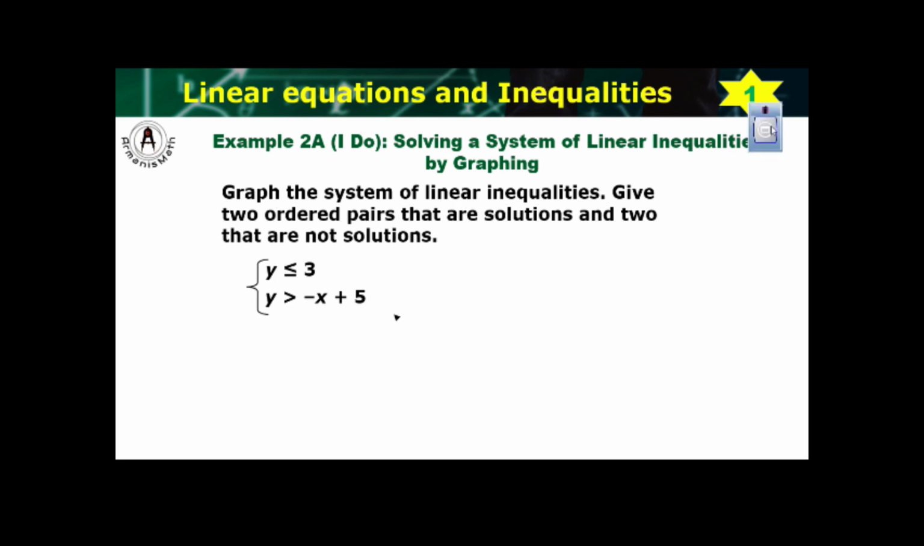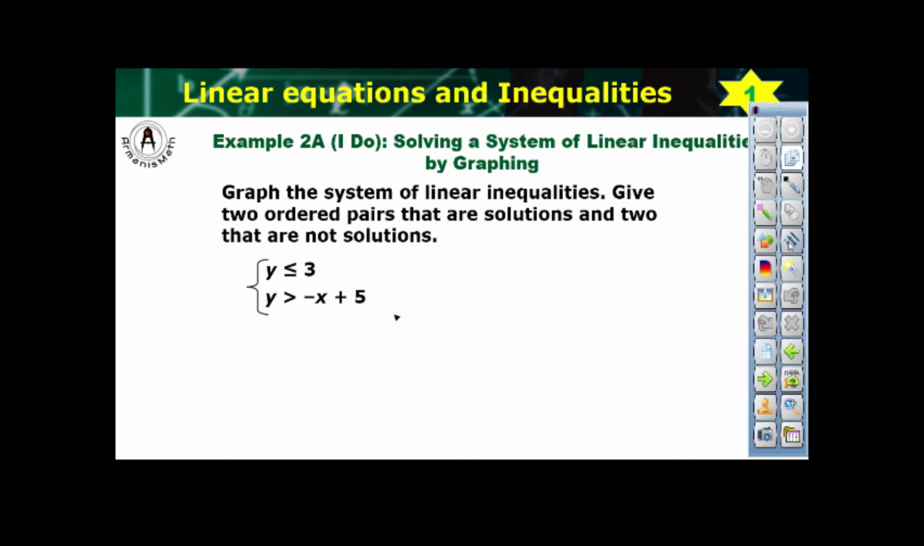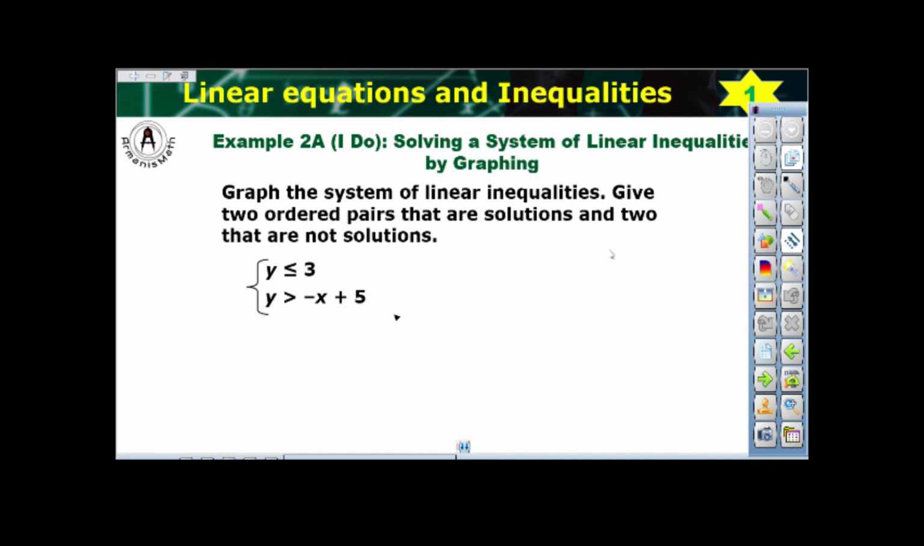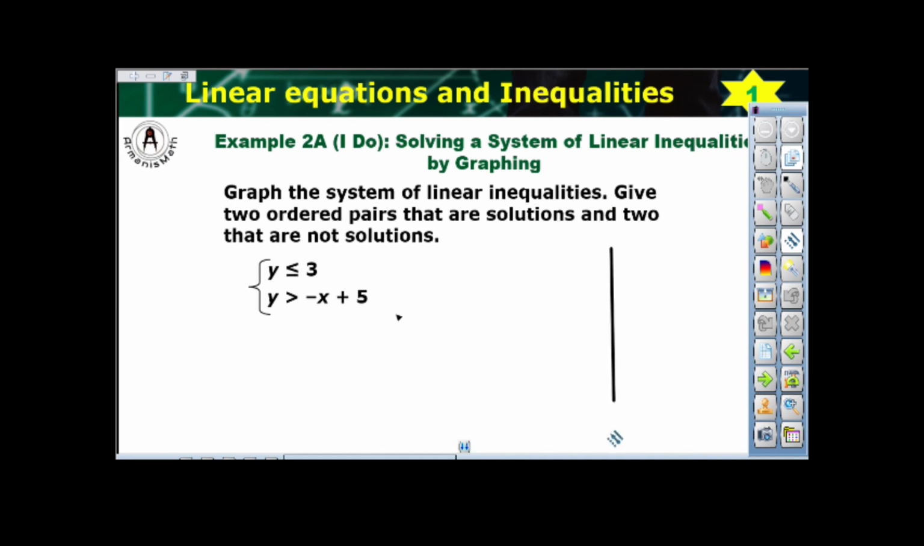So I'm going to graph this, and looks like it's actually ready for graphing. So I'm going to give myself the liberty of having the x and y axis here, and I'm going to do the first one. Y is less than or equal to 3. It's an inequality, but as always, you try to graph the line itself. So y equals 3. How do you graph y equals 3? Is this a horizontal or a vertical line?